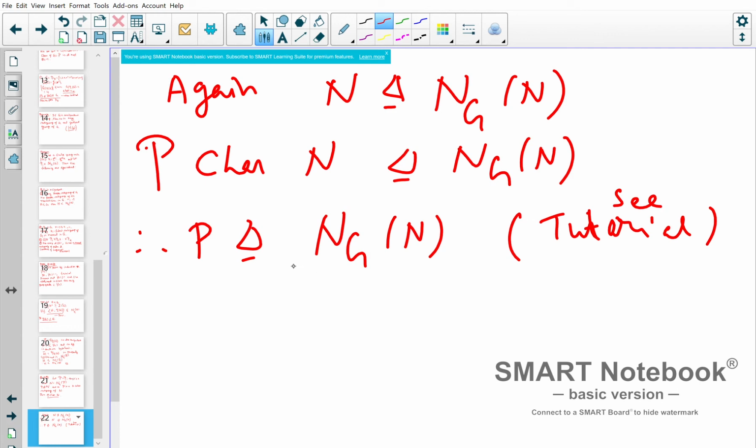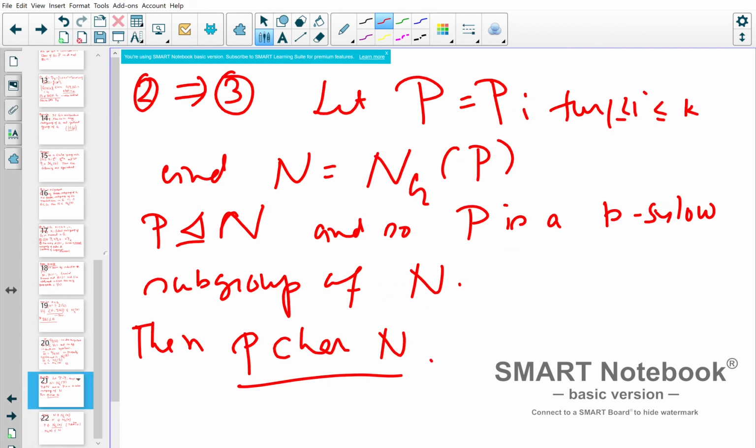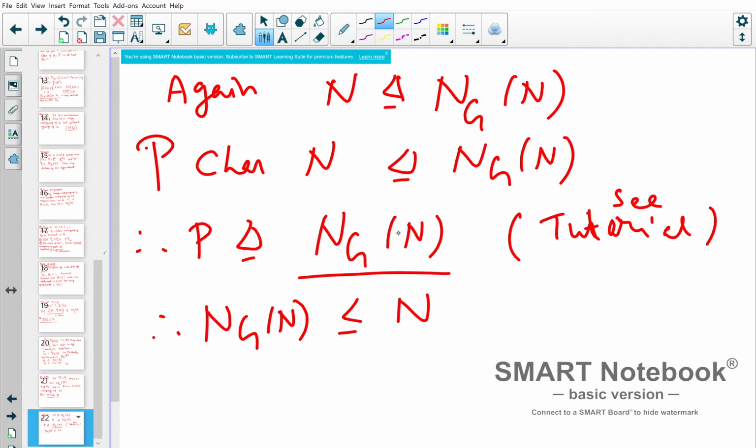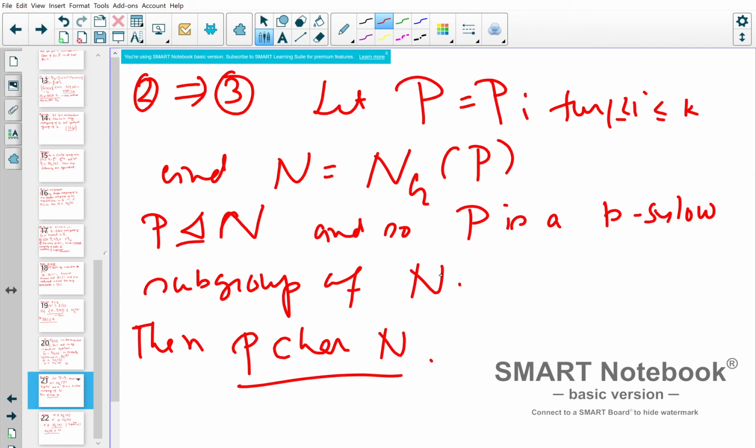But bingo, what does that mean? This implies the normalizer of N is a subgroup of N. Remember, what was N? N is the normalizer of P in G. That is the biggest subgroup of G inside which P can be normal. But I found another subgroup where P is normal. So that means this is equal to this. But the other part is also obvious by definition.